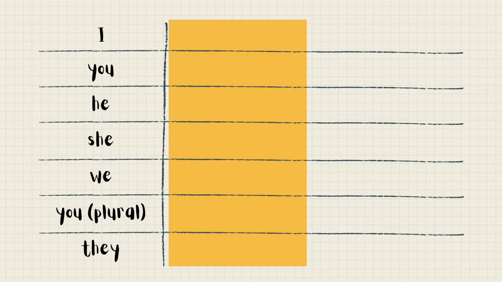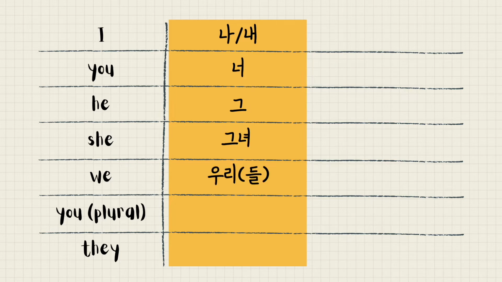As a casual version, 나, 내, 너, 그, 그녀, 우리, 너희, 그들. You can use them when you speak to or speak about someone who you know well and is usually younger than you or similar age as you.